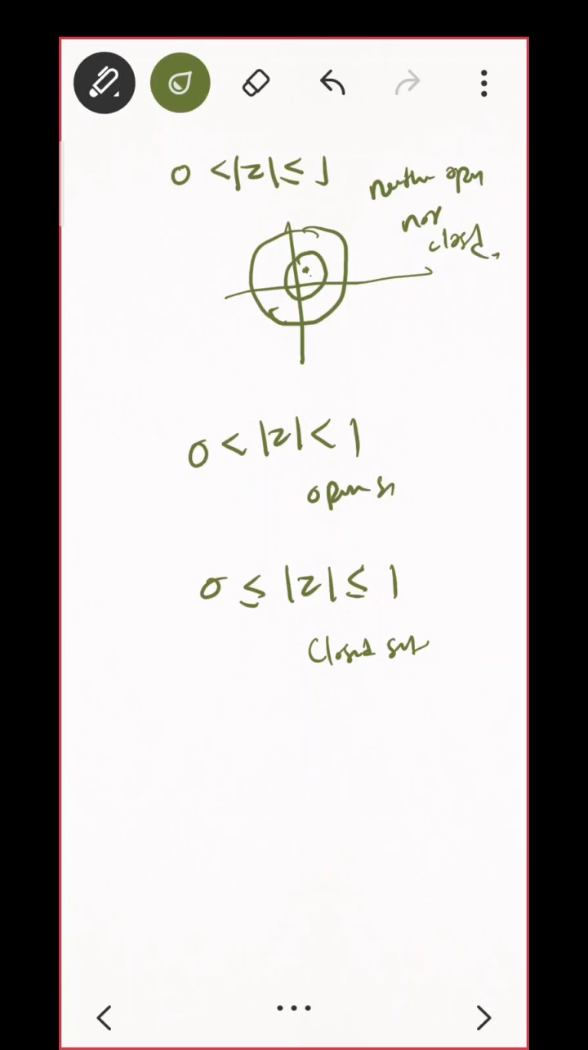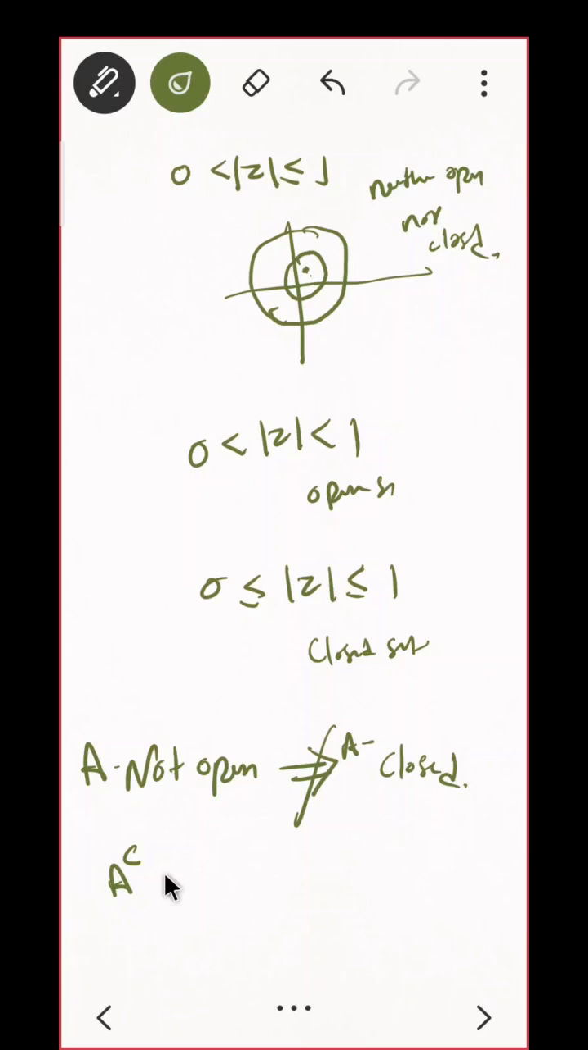If you are given the set is not open, then they used to say it is closed, but which is wrong. Not open does not imply closed. A is not open does not imply A is closed. What is true? That is, if A complement is not open, then you can say yes.